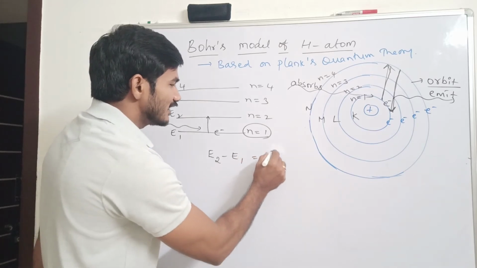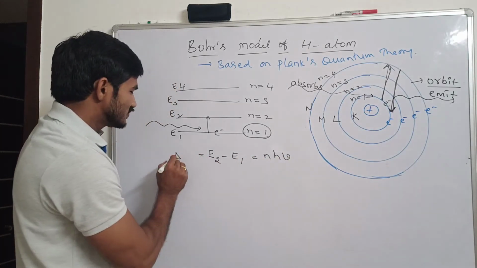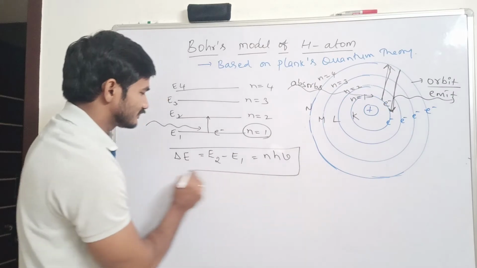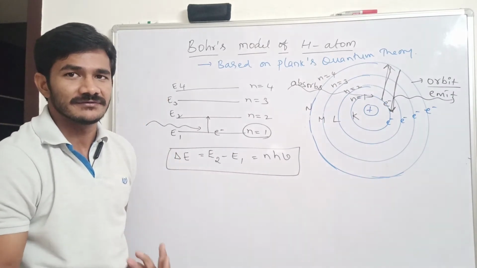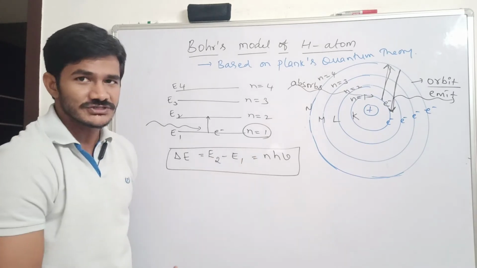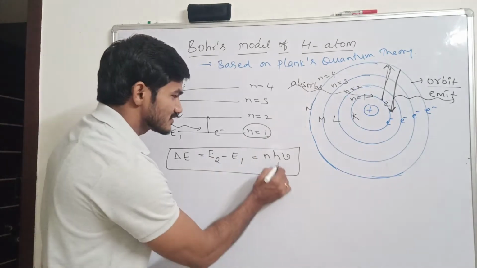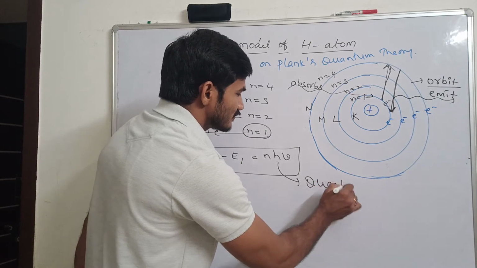That will be equal to nhν, that is the change in energy, delta E. The difference in energy that is absorbed or emitted is an integral multiple of hν. That is quantized energy. This is quantized energy.